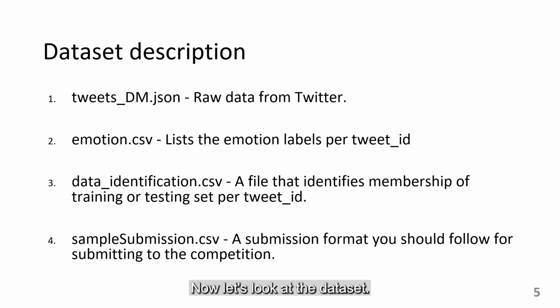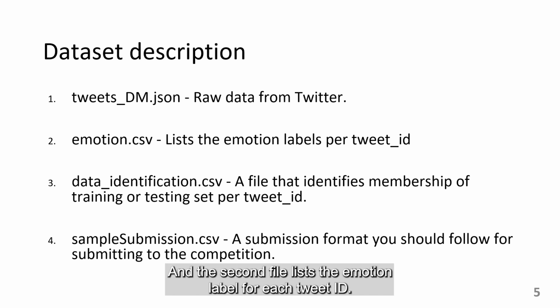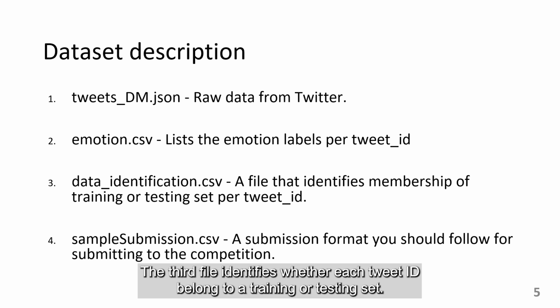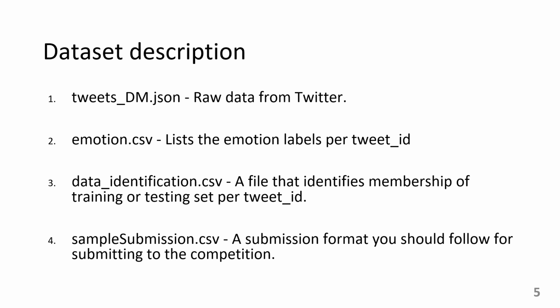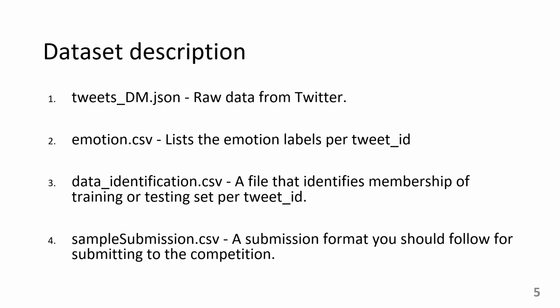Now let's look at the dataset. The first JSON file is the raw data from Twitter, and the second file lists the emotion label for each tweet ID. The third file identifies whether each tweet ID belongs to a training or testing set. And the final CSV file is the submission format you should follow when submitting your work for the competition.